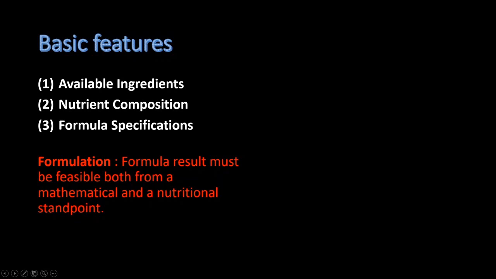So when we get the formulation, we should again look at that formulation. It should be feasible both from a mathematical standpoint, meaning the sum of all the feedstuffs should be equal to 100, all the chemical compositions have been met, and the constraints have been followed by the software. And from a nutritional standpoint, it should meet the animal nutrient requirement, the critical nutrients. They should not be either in excess or in deficient amounts.